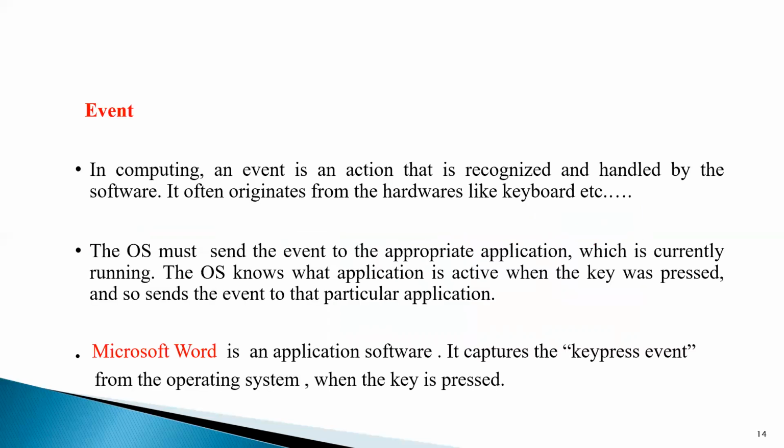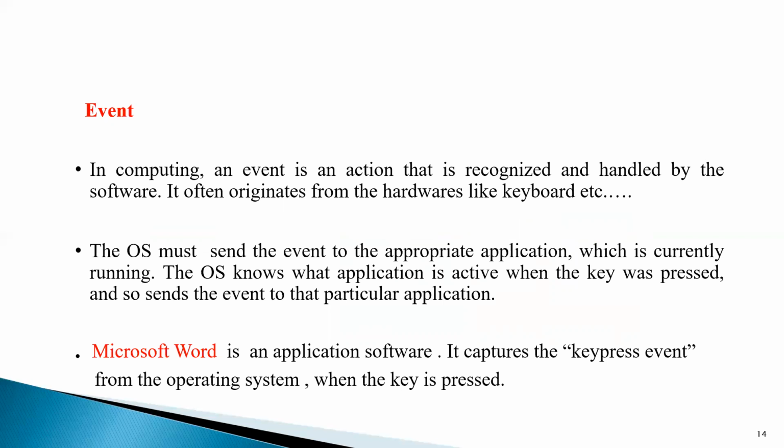Event. What is an event? In computing, an event is an action that is recognized and handled by the software. It often originates from the hardware, like the keyboard. The operating system must send the event to the appropriate application which is currently running. The operating system knows what application is active when the key was pressed, so it sends the event to that particular application.